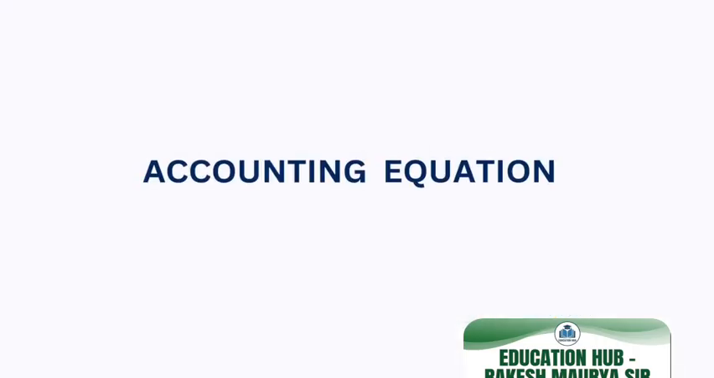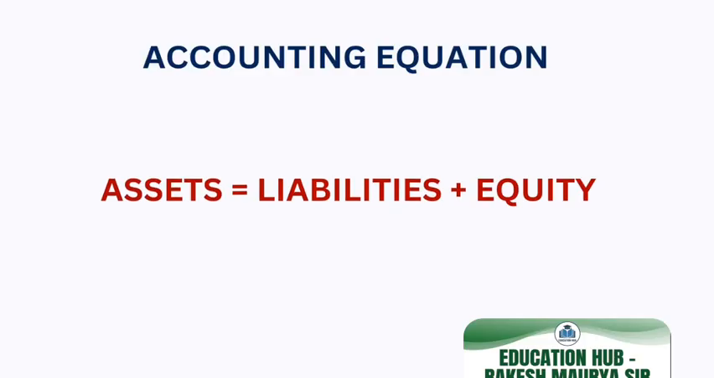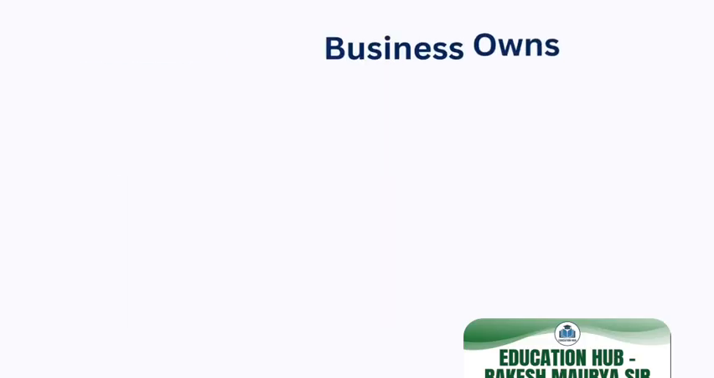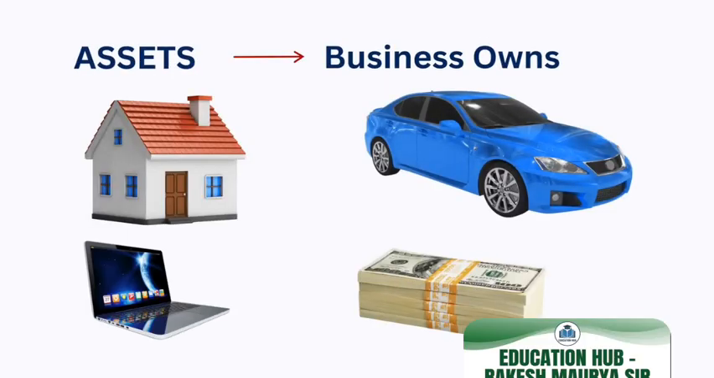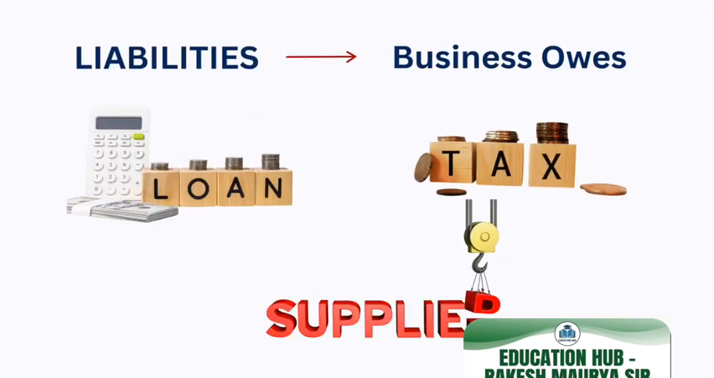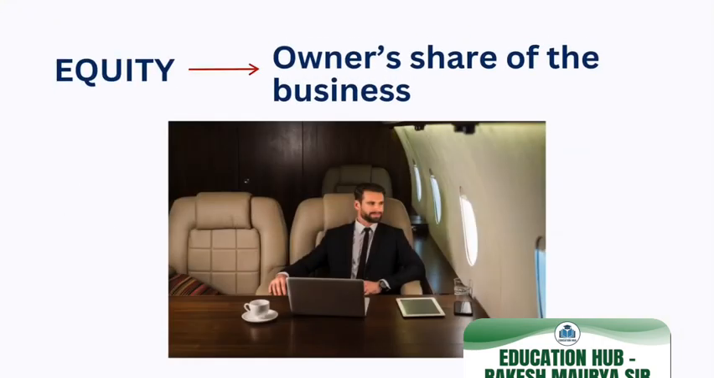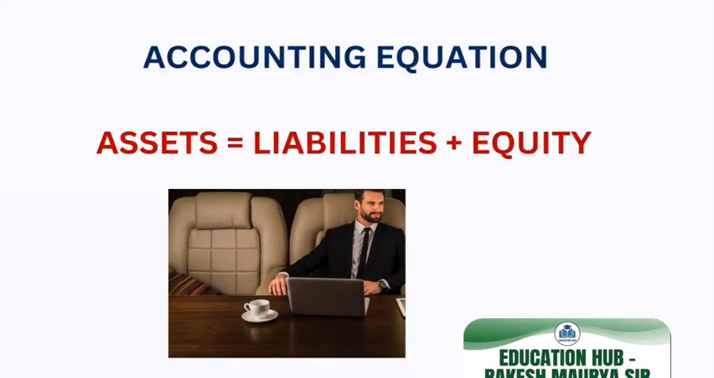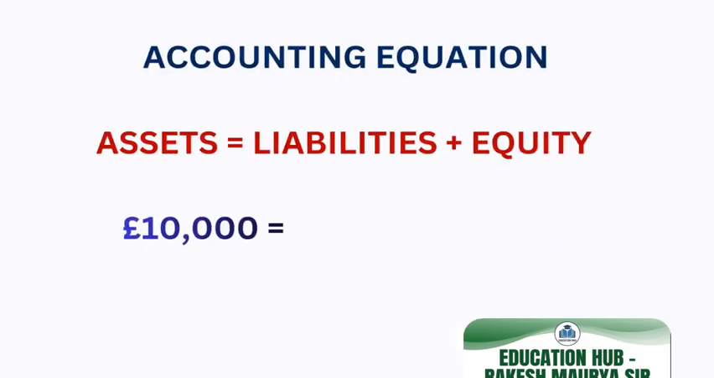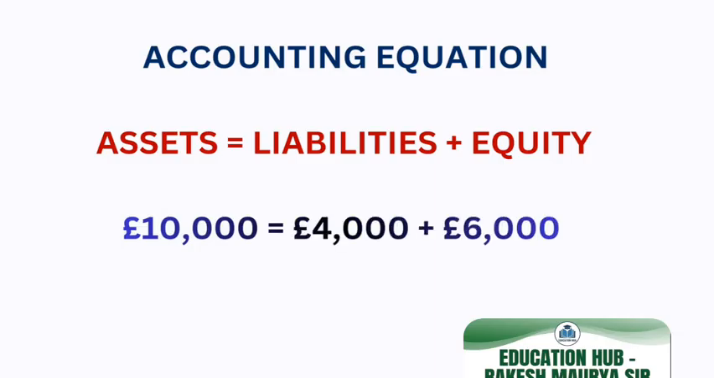The entire accounting system is built around one very important formula called the accounting equation. Assets equals liabilities plus equity. Assets are things the business owns. Liabilities are amounts the business owes. Equity is the owner's share of the business. For example, if a business has £10,000 in assets and owes £4,000 to suppliers, then the owner's equity must be £6,000. The accounting equation must always balance.